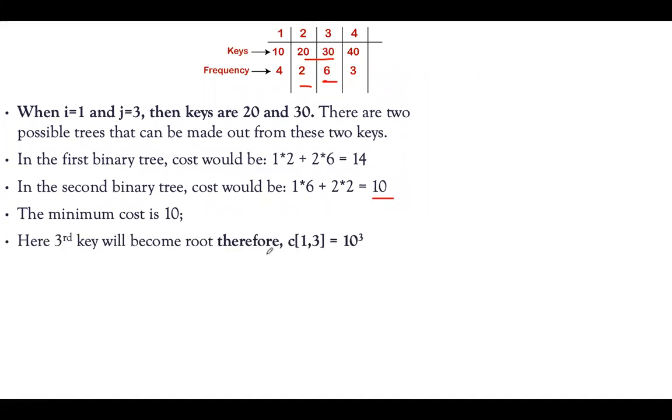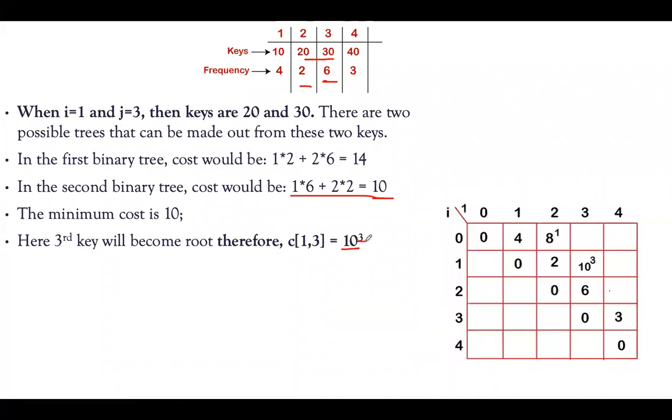The third key will become the root. See, minimum cost is 10. We'll write 10 to the power of 3. Why 3? Because 30 is the root. This is the minimum cost, we'll get this when 30 is the root. So in the matrix, we'll write like this, 10 to the power of 3. 10 indicates cost, 3 indicates third key is the root. If you take third key as the root, you'll get this cost.